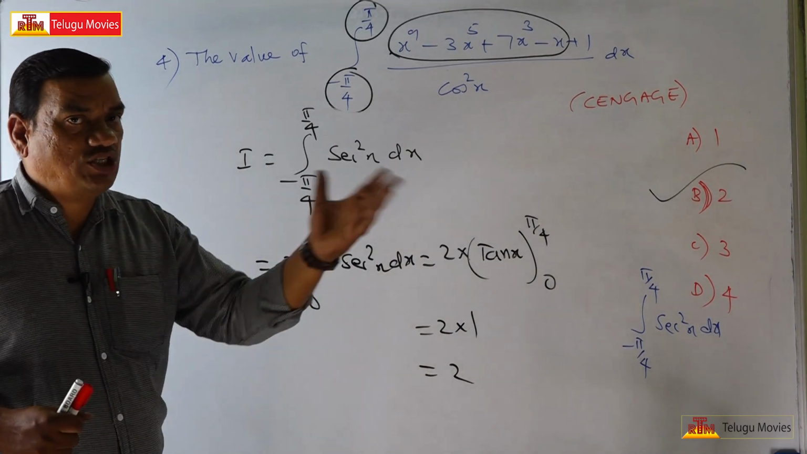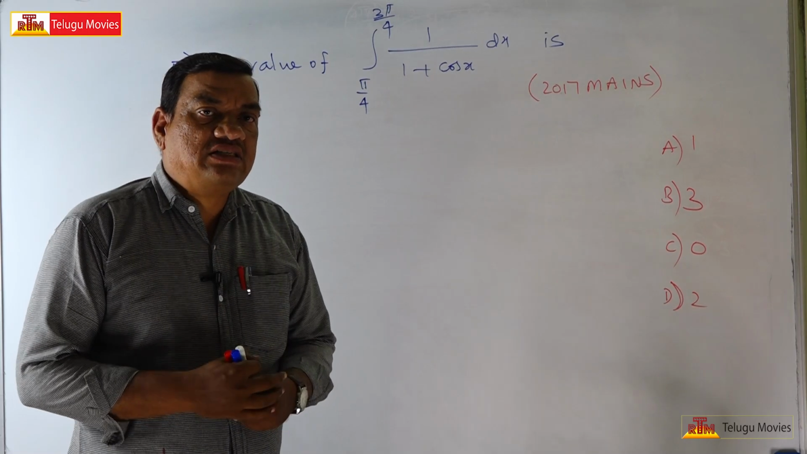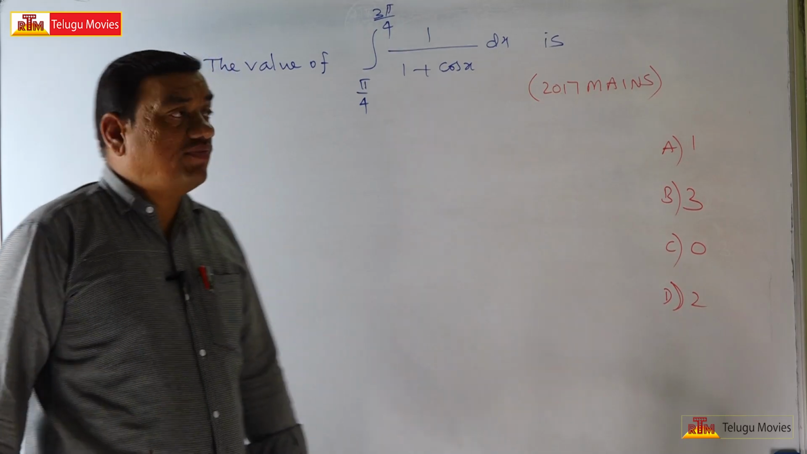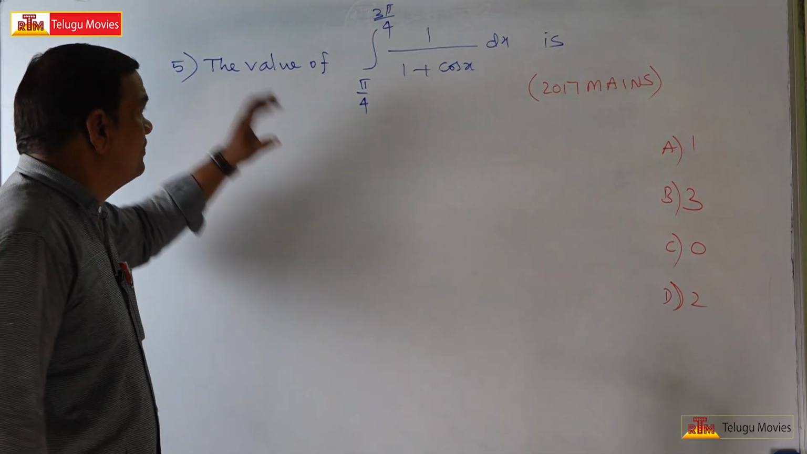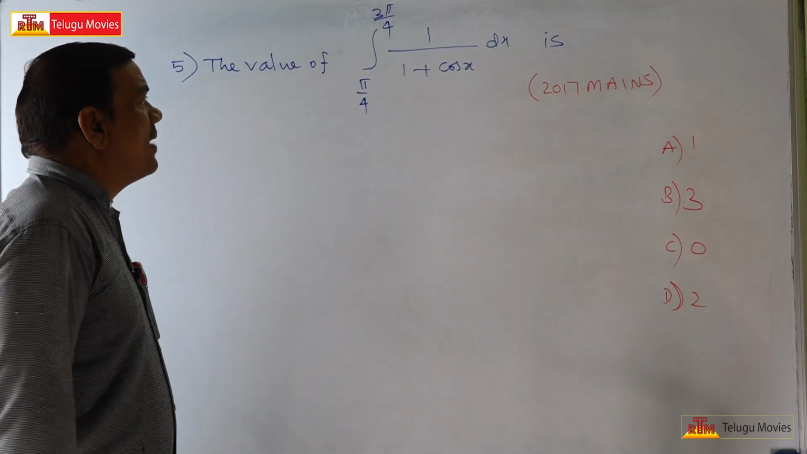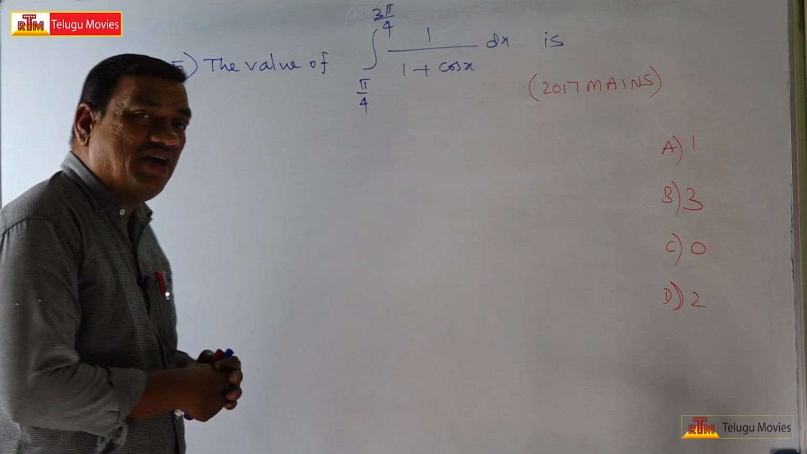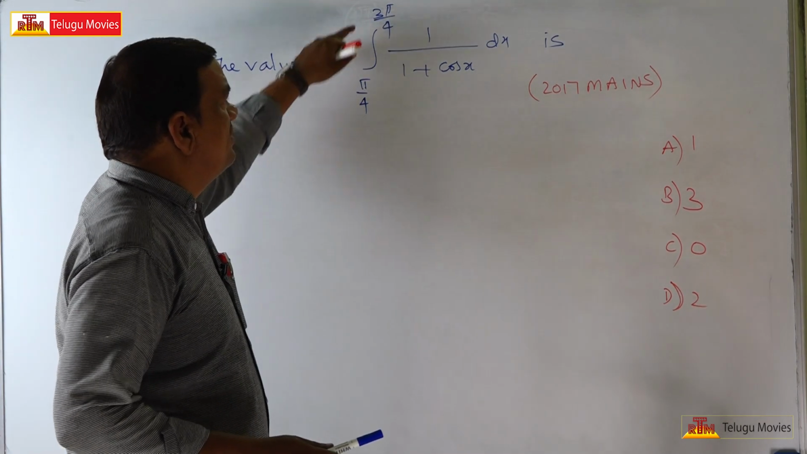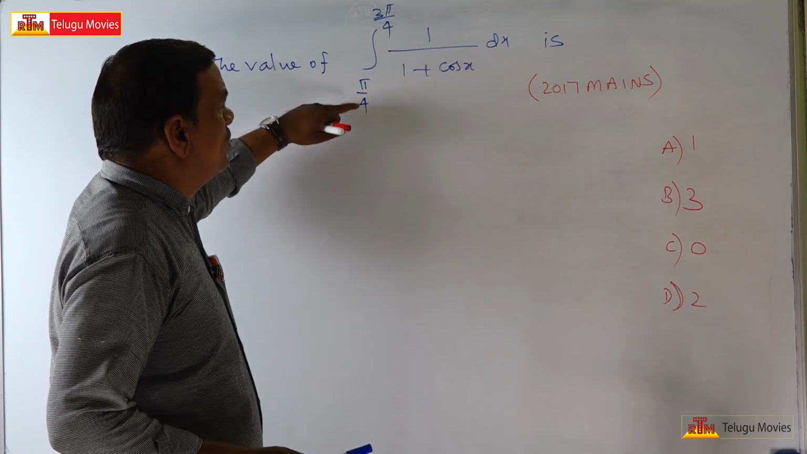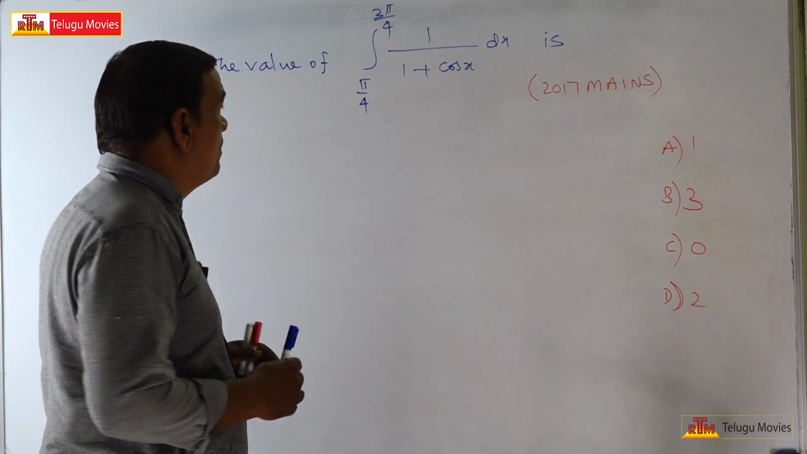Let us go for the next problem. Dear students, welcome to the fifth problem. The fifth problem is given in the 2017 mains examination. The value of the integral from pi by 4 to 3 pi by 4 of 1 upon 1 plus cos x dx is. A very easy problem. By seeing that the intervals are these two, upper limit and lower limit, if we add them, 3 pi by 4 plus pi by 4, that is pi we are getting.